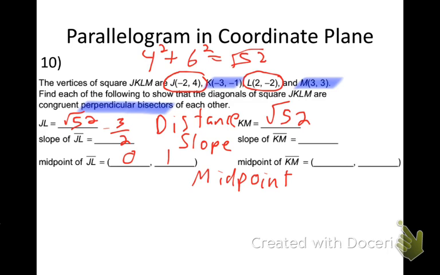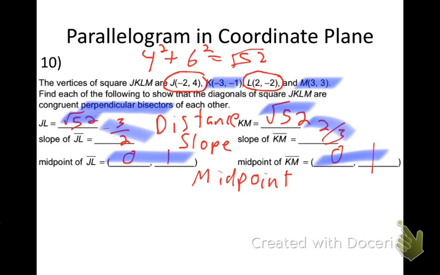What's the slope of KM? 2/3. It is 2/3. And then what's the midpoint for KM? It is 0, 1. So as I look at this, are my distances the same? Yes. Are the midpoints the same? Yes. Are my slopes perpendicular or negative reciprocals? So this is a perpendicular bisector then. This is everything we needed to know.